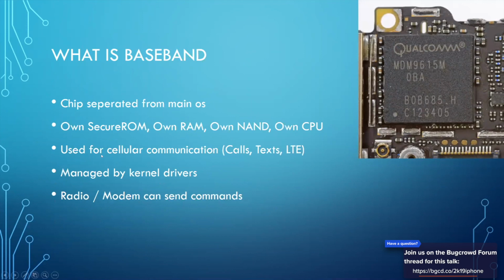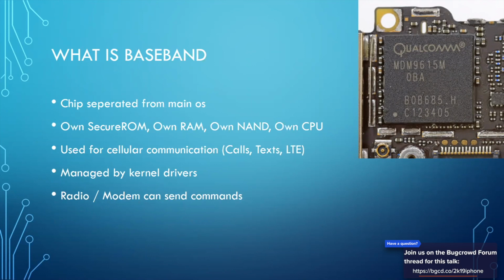What is baseband? It's a chip on your mobile device. In my case, I researched the baseband used in iPhones. It's completely separated in iPhones from the rest of the hardware and the rest of the operating system. So it runs its own operating system, and it uses its own secure read-only memory, its own random access memory, flash chip, and its own processor. I'll talk a bit more about the processor later in this talk.